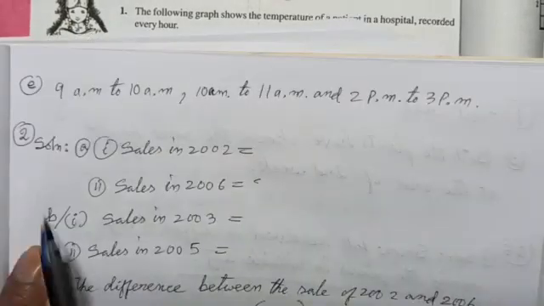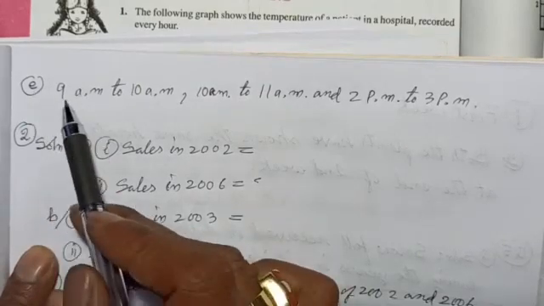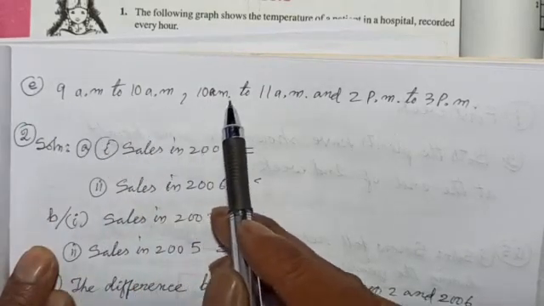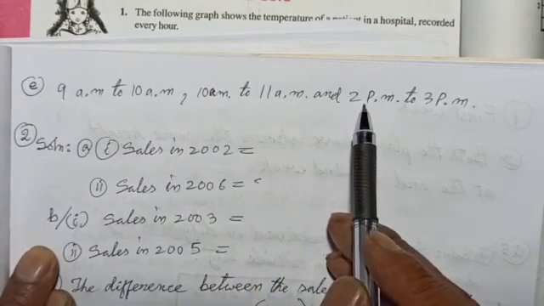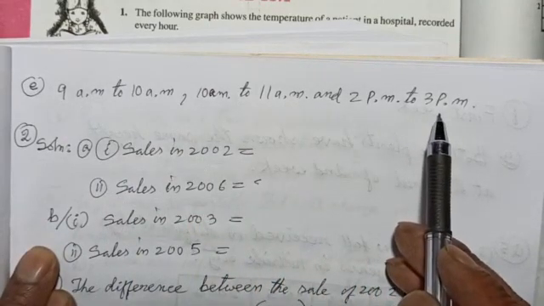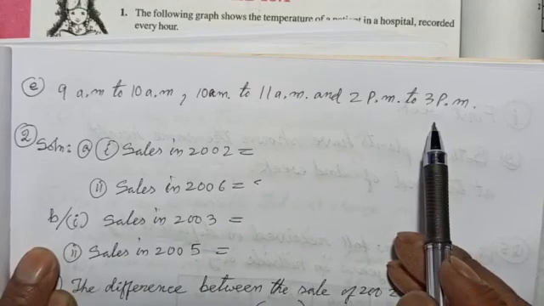So we can write question number E answer: 9 a.m. to 10 a.m., 10 a.m. to 11 a.m. and 2 p.m. to 3 p.m. the temperature is going upward. So here question number 1 is over.